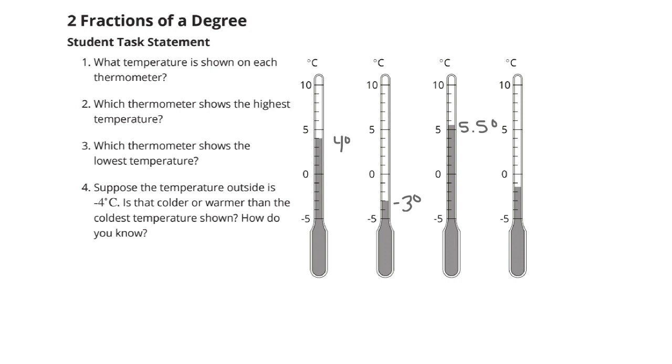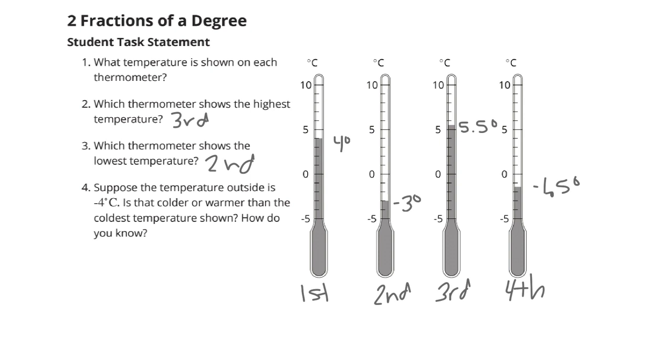And then our last thermometer, we're in the negatives again, but where are we? Negative 1, negative 2, but in between negative 1 and negative 2 would be negative 1.5 degrees. So which thermometer shows the highest temperature? If we go first, second, third, and fourth, the thermometer that shows the highest temperature is the third at 5.5 degrees. The lowest temperature is the second one at negative 3 degrees.